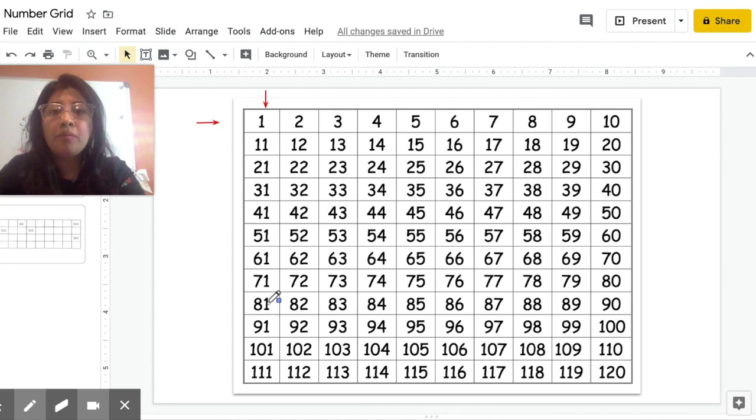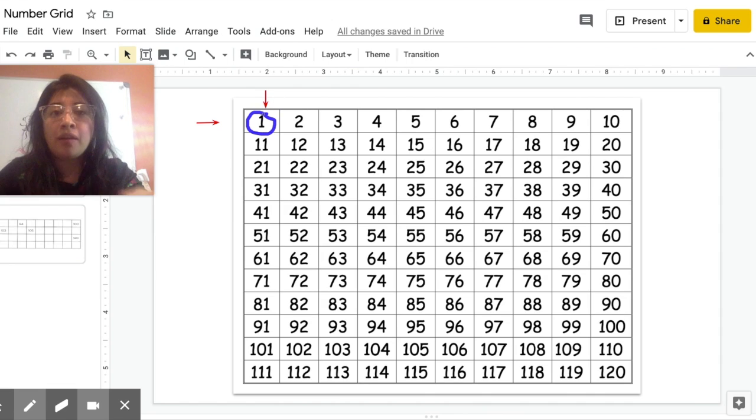The column in the number grid is very important, and I'll tell you why in a moment. When we go across, that is called a row. A row is also very important in a number grid in order to help you find the patterns. So columns and rows help you find the patterns and help you figure out what numbers might come next in a number grid. For example, right here, I only have the number 1.